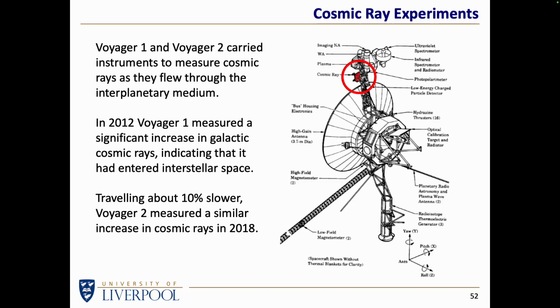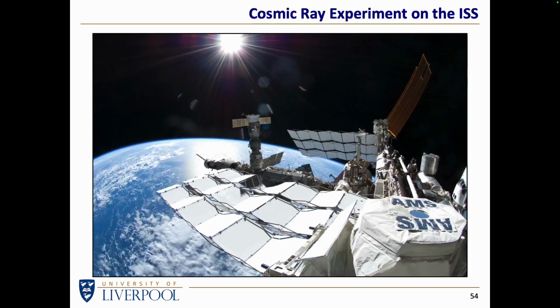Voyager 2 was the same, but Voyager 2, because it got a deceleration as it went past Neptune, is actually moving a little bit more slowly, so it wasn't until 2018 that Voyager 2 left the solar system and again saw a sudden increase in cosmic ray flux on that particular detector.